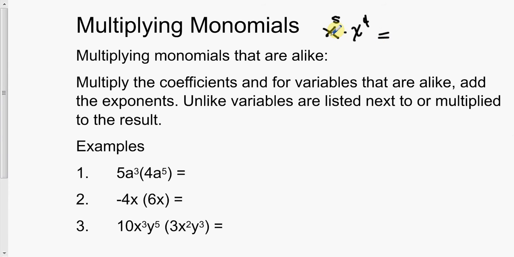Here, since the variables are the same, you multiply it. Basically, you just keep the common variable and add the exponents. 5 plus 4 is 9.